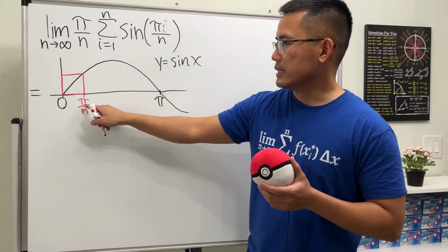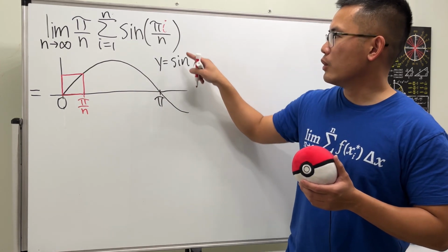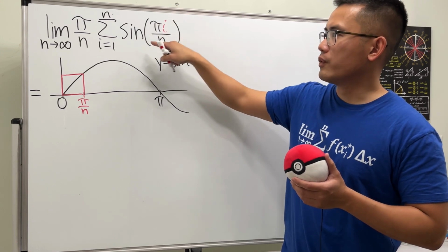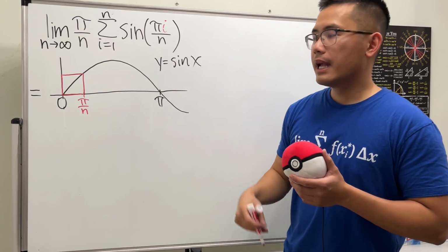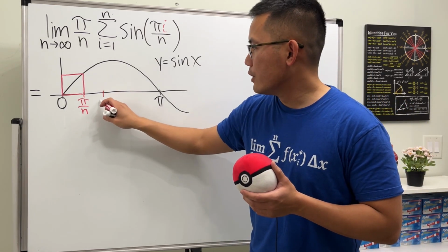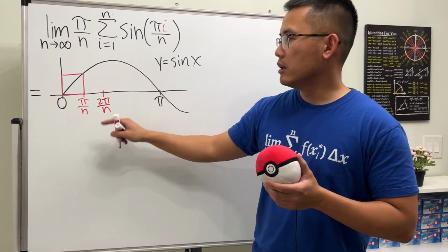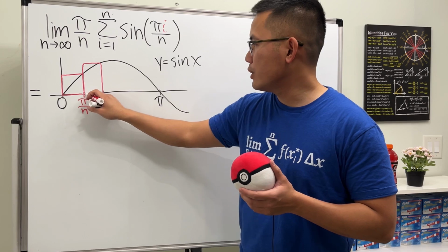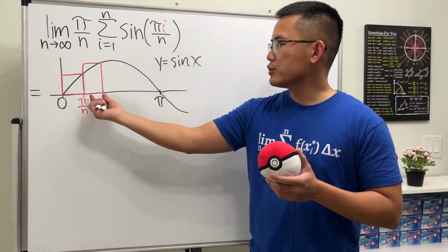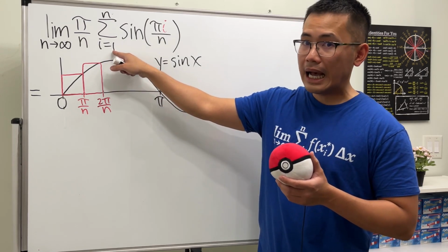Yeah, so the first one is put the pi over n into the sine. So we have pi times 1 over n, right? Because remember, the first one is when i is equal to 1. Next, we will have 2 pi over n, because you just double that. And that will be the x value. You go up, and then you can make a happy rectangle like this. We will still have pi over n, and you see it's 2 pi over n because i will be 2.